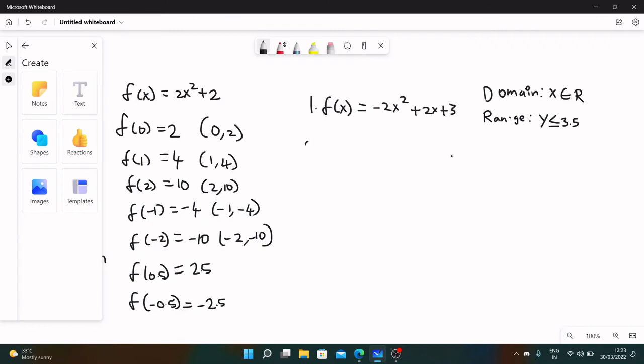Let's take a look at another function, and that is f of x equals 2x squared plus 2. Now let's plot this and look at the graph we get.